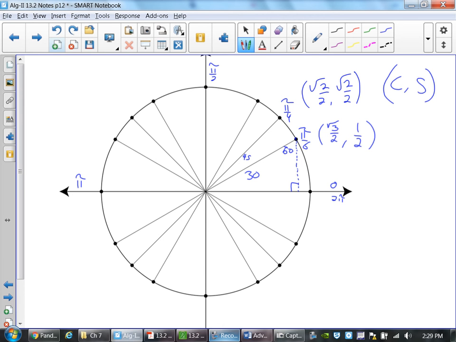Okay. What's the next angle? 60, pi over 3. Do you need to worry about converting pi over 3 into radians? Going from 0 to 30, you go up how many degrees? What's 30 more than that? 60. What's 30 more than that?